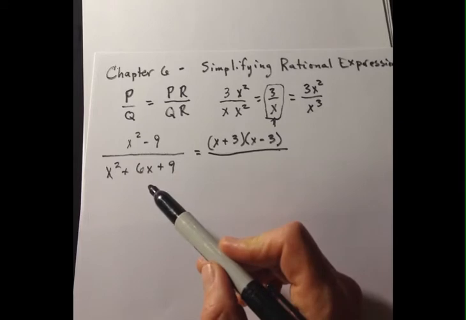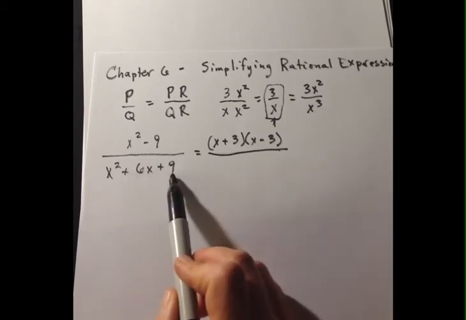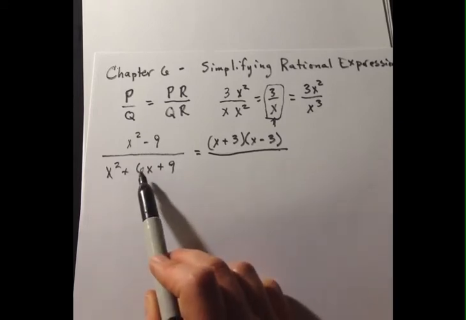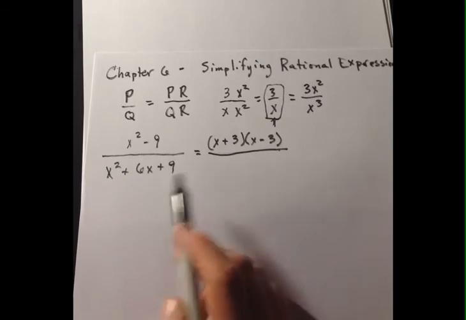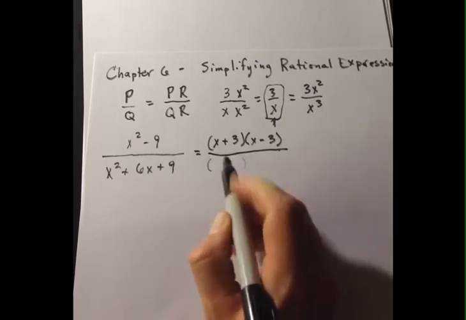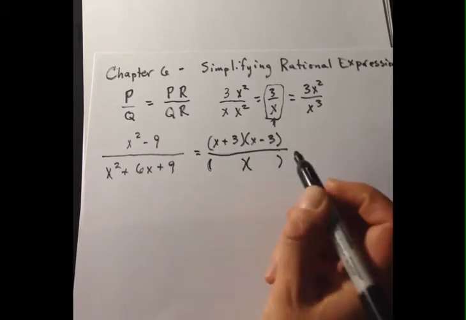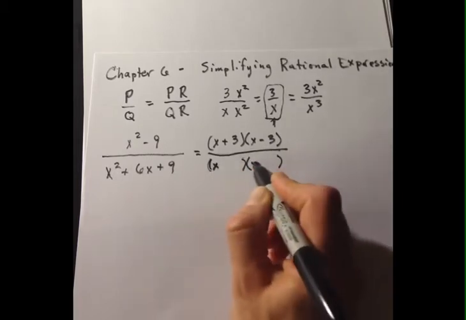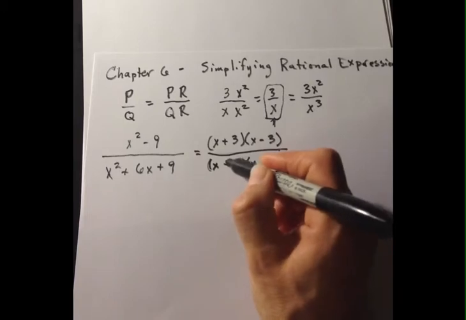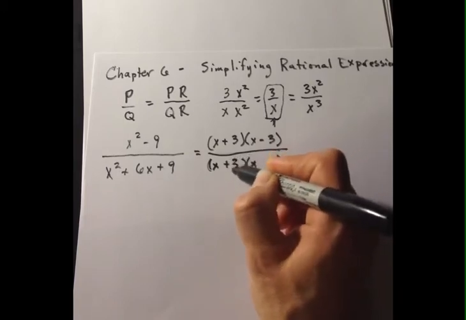On the bottom, what are my two factors of 9 that add up to 6? How about 3 and 3? That means we can factor this into two binomials as such.